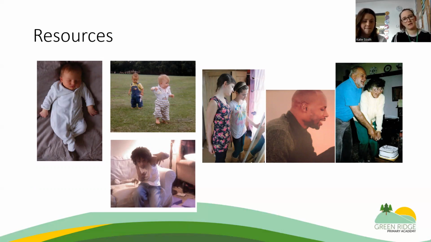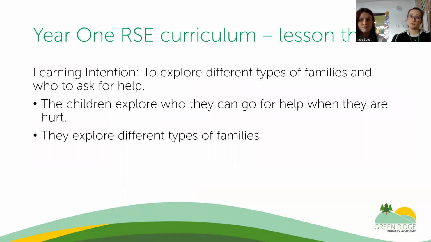And then once we've done that, moving on to lesson 3, where we're going to be exploring different types of families and who to ask for help as well. The children are going to be exploring who they can come to for help when they're hurt, and exploring different types of families, whether people have got a mum and a dad and a brother, whether they've got 2 dads, whether they've got 1 mum, whether they live with auntie, whatever it might be, and celebrating all the different types of families that we may have within our class and our community as well.